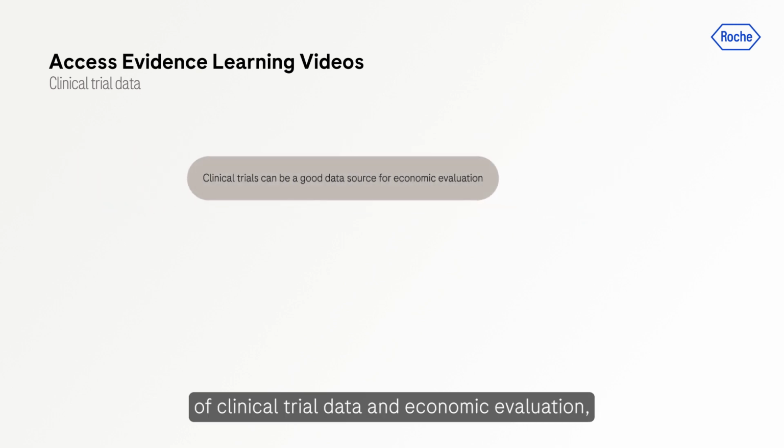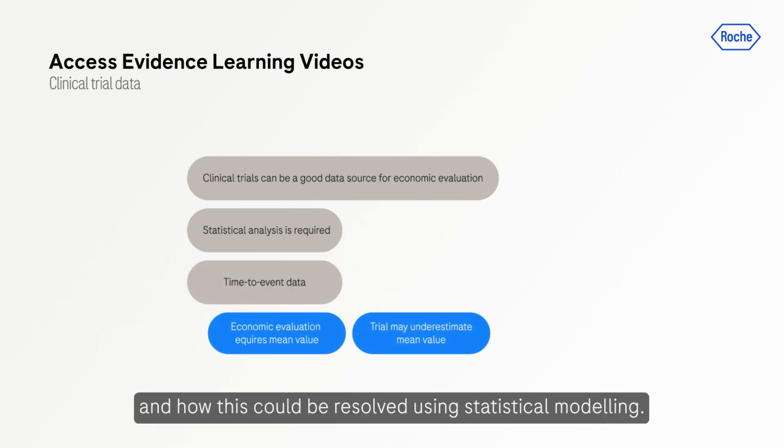In this video, we have covered the use of analysis of clinical trial data in economic evaluation, focusing on a problem with time to event data and how this could be resolved using statistical modeling.